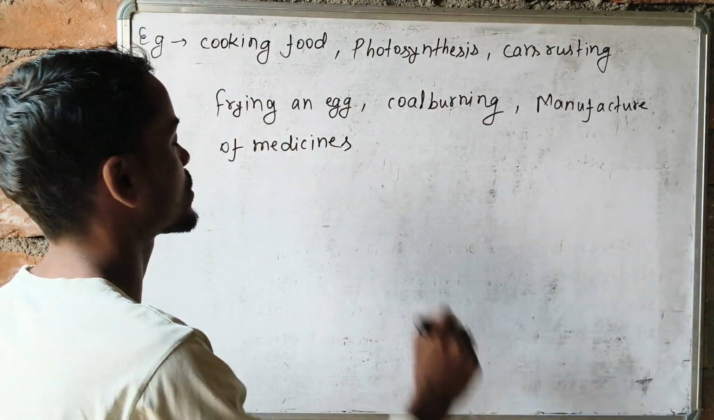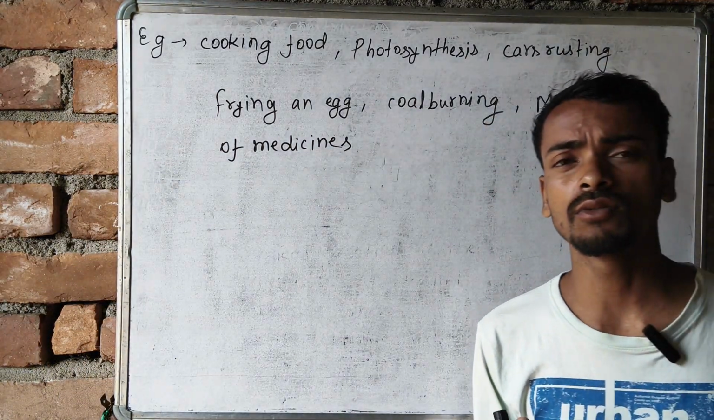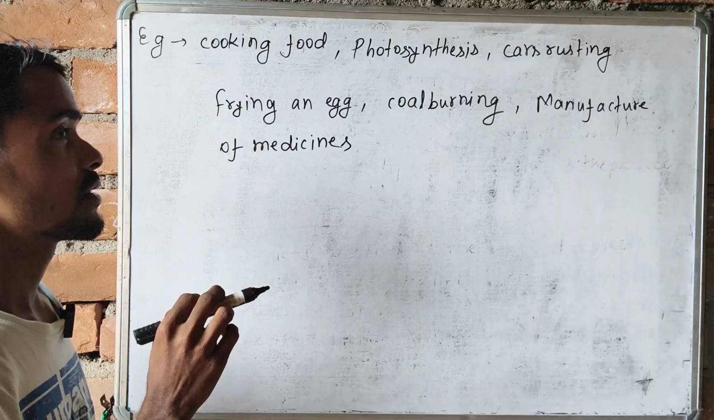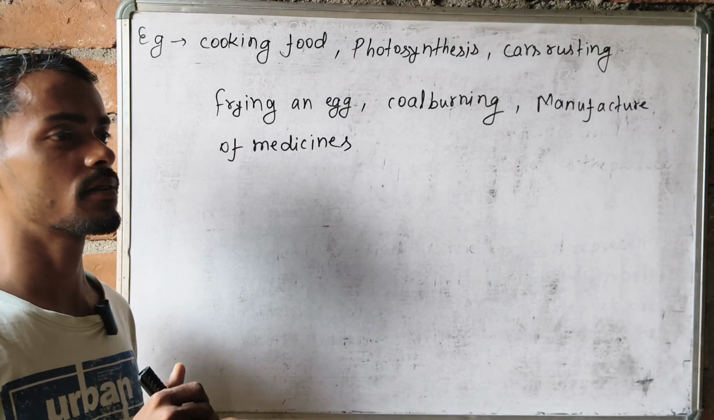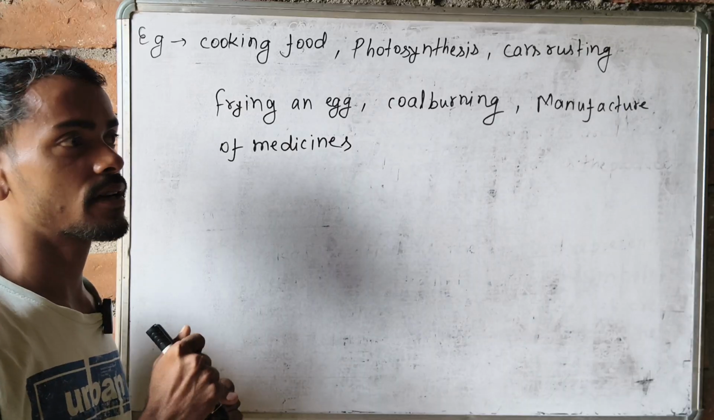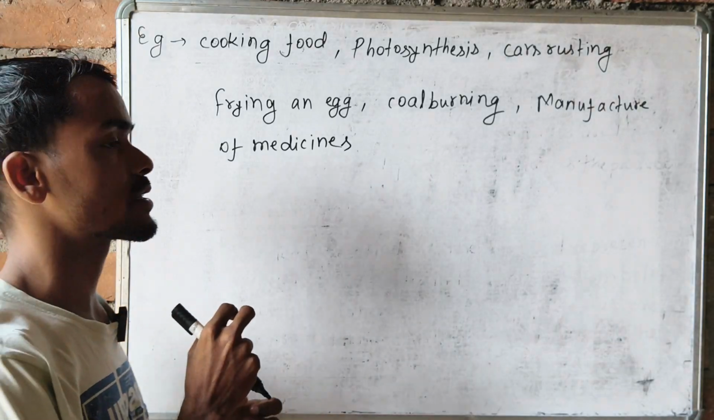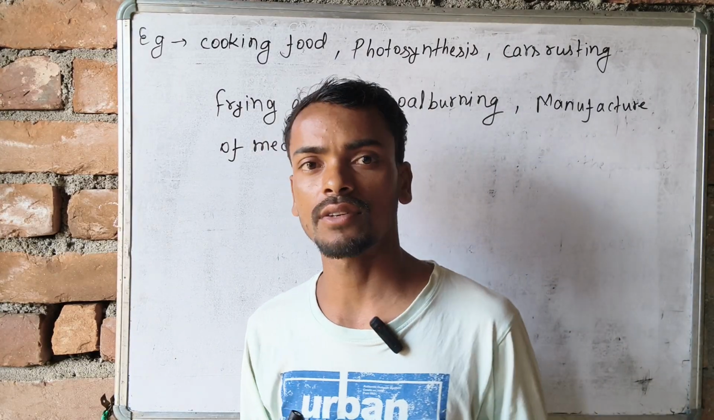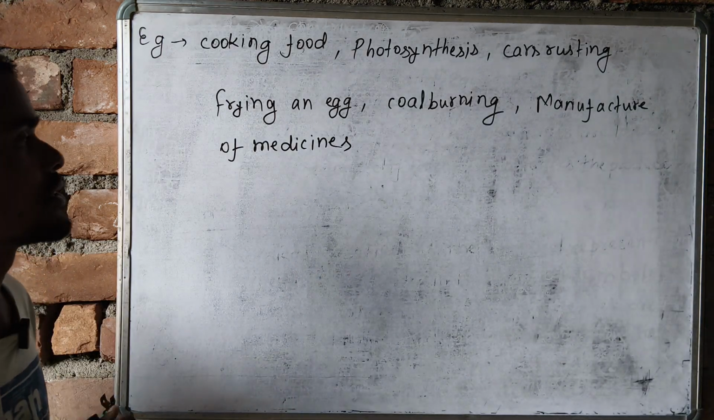Now, manufacture of medicines. You might not have seen that process, still when people make medicine, substances are brought from plants as well as other things, and after that they are converted into medicine. When we get fever or get sick, at that time we use that medicine.